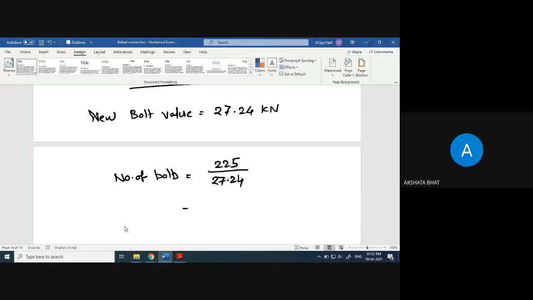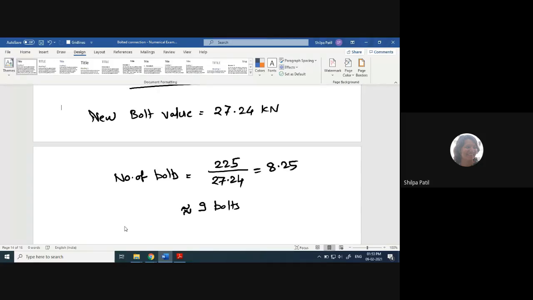27.24. 9 bolts. Okay, so again my length of joint is increasing. Earlier we calculated it as 8, and now it is coming as 9. You need to keep repeating this cycle until you get a constant value for the number of bolts. Is it exactly 9 or 8 point something? It is 8.25, so it is 9.